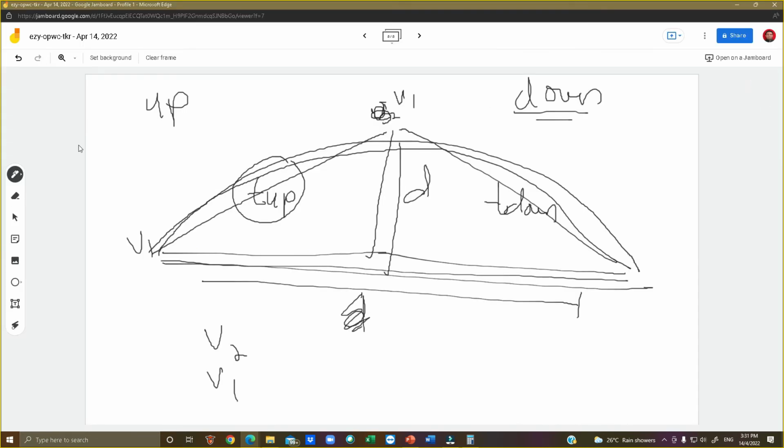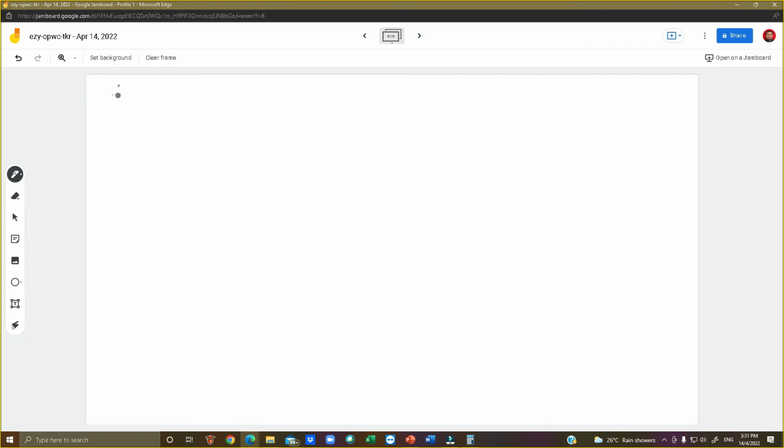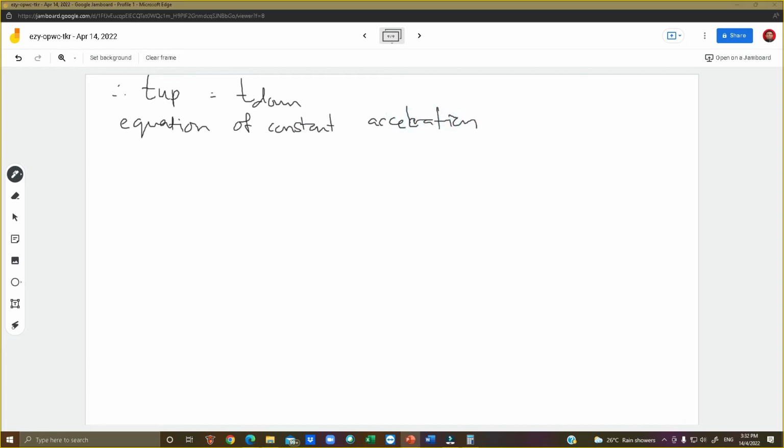Okay, now I'm going to prove that T up sama dengan T down, macam yang kita sembang-sembangkan tadi. Okay, we try to end up T up equals to T down by using the equations of constant acceleration. Check equation dia. Equation dia adalah equation yang sama kita buat tadi.